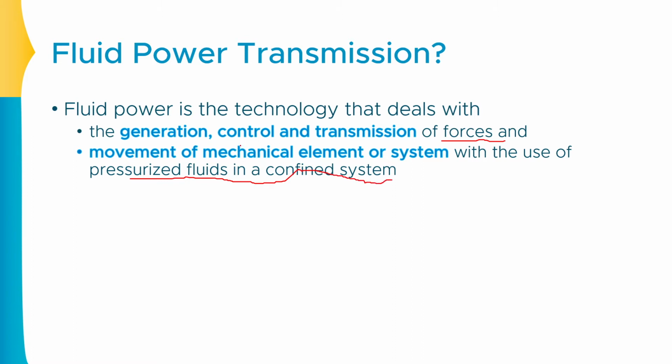So basically the definition of fluid power transmission deals with three major parameters. Very first parameter is the generation of the forces, to control the forces and the transmission of the forces. This is the very first parameter. So basically we are going to generate, control and transmit the forces. At the same time we are going to move the mechanical system or any other system with the use of these forces, and for that specific purpose we are going to use the pressurized fluid in a very confined space.